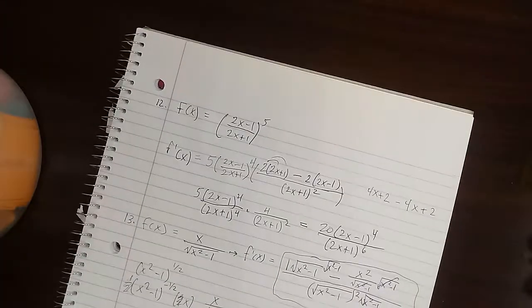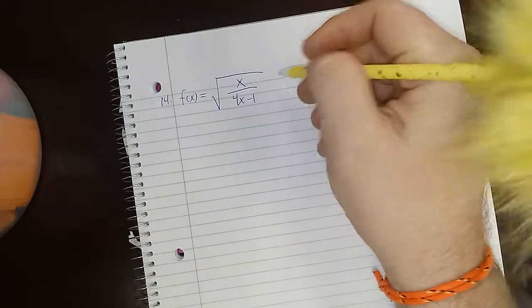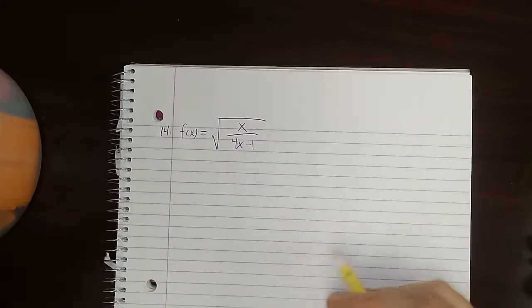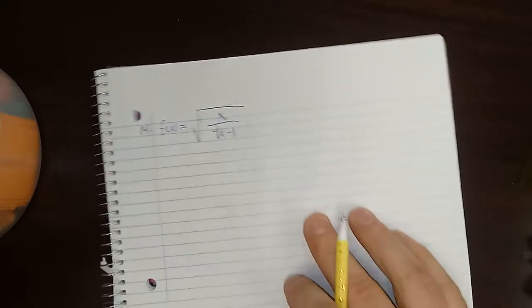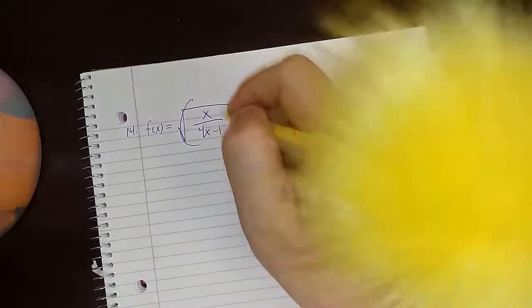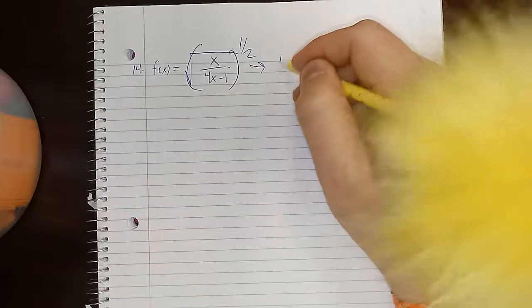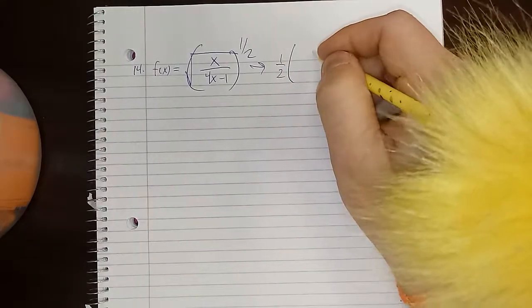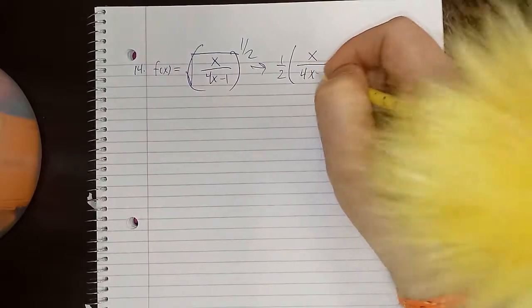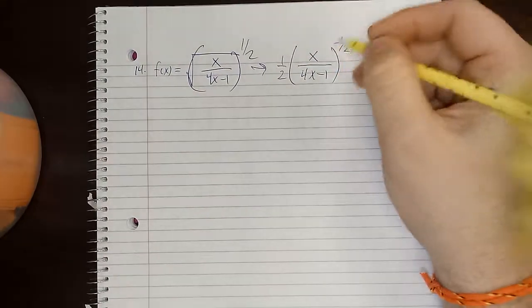Okay, let's check out 14. 14 just looks so pleasant. I'm going to start a new piece of paper. So 14 says f of x is equal to the square root of x over 4x minus 1. So it's a square root. That means it's really just to the 1/2 power. So that'd be 1/2 times x over 4x minus 1 to the negative 1/2 power. I got a trick for you on this in a minute.